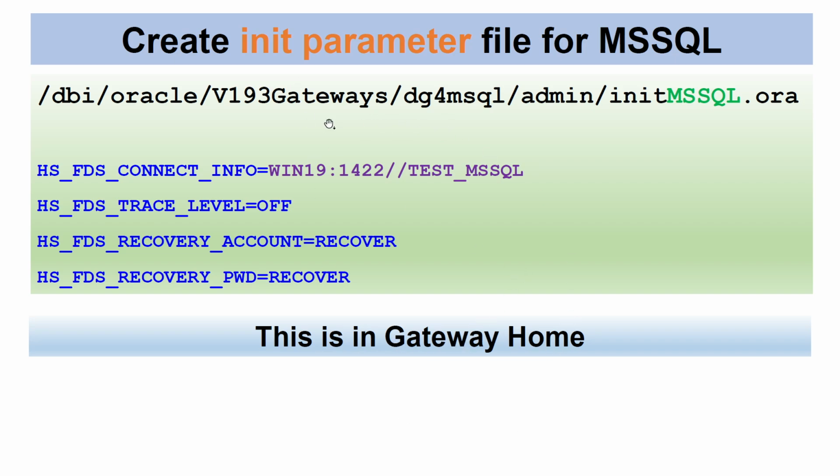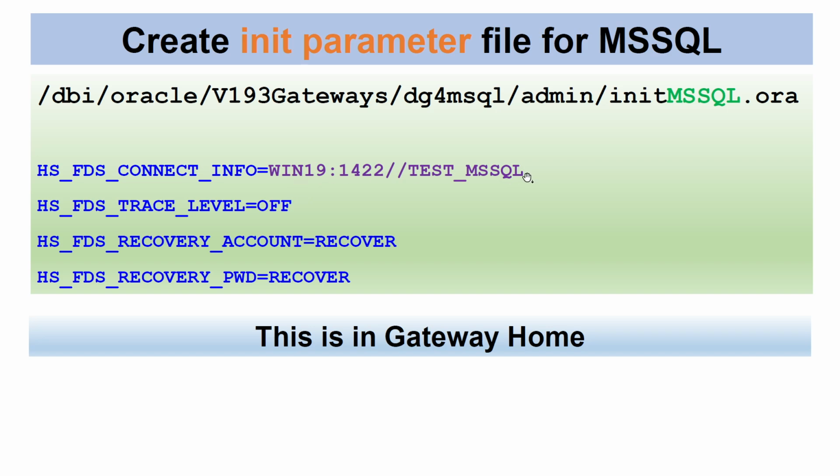In the gateway home, you will find a folder called DG4MSSQL. Under that, you will find another folder called admin. You have to create this init parameter file, and this becomes your SID. And this HS_FDS_CONNECT_INFO, this is very important. This is the machine where your SQL instance is running, this is the port of SQL, and this is the SQL Server database.